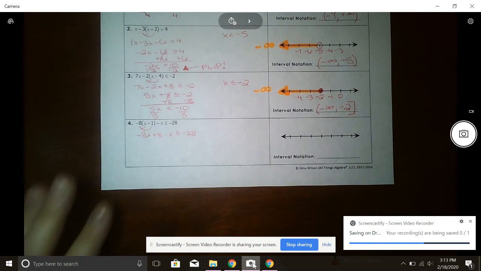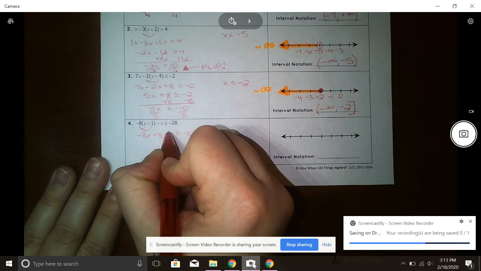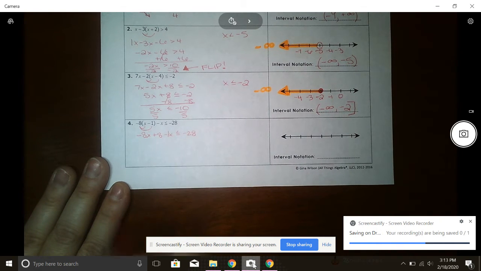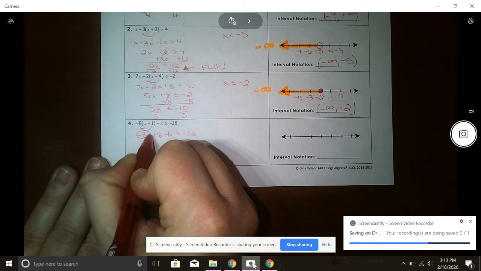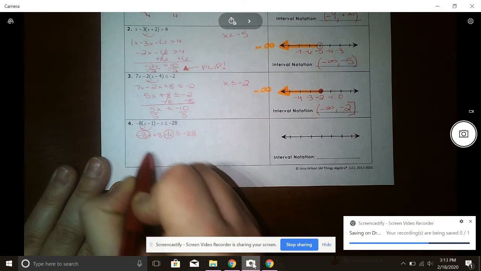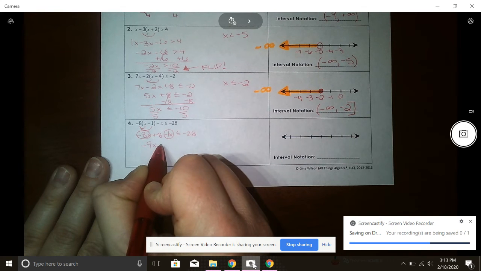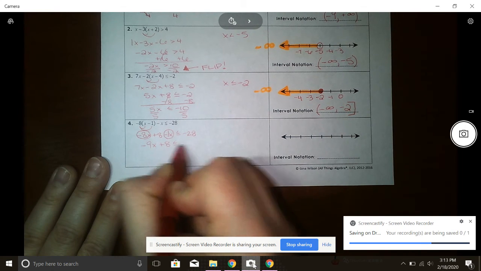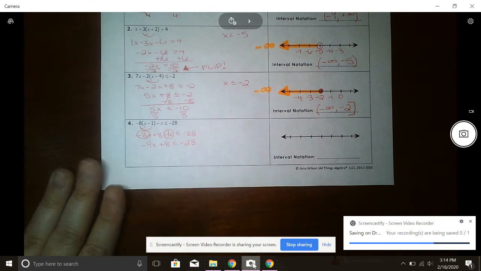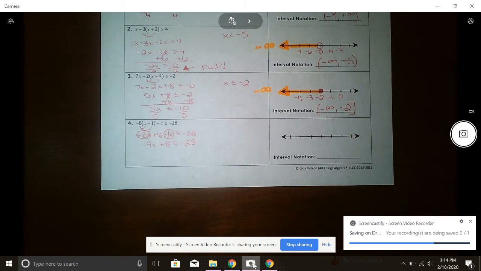Step 2 is combine like terms. If it helps you to put a coefficient in front of that negative x, feel free to put a negative 1 there. Negative 8x minus another x is negative 9x. Nothing else about the problem has changed. I am not flipping my inequality sign.